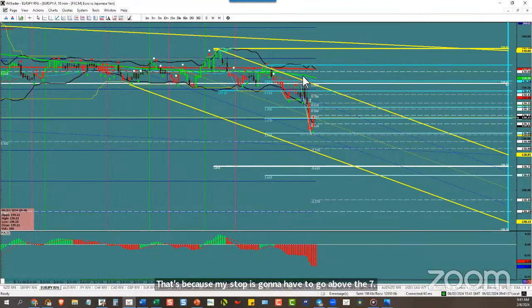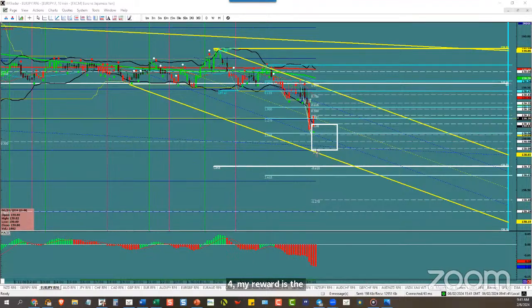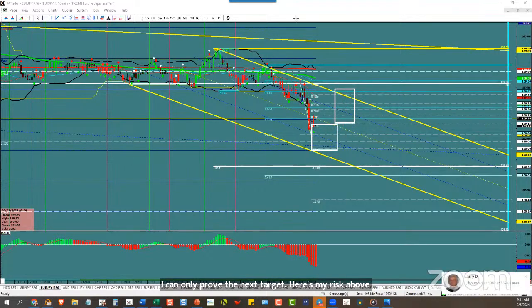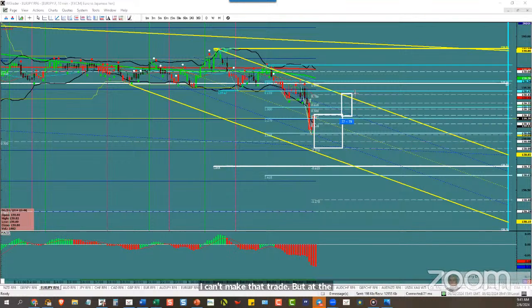All right. So if you look at it this way, at the 214, my reward is the 270. Yeah, the target's down here, but I can't prove it's going to get there. I can only prove the next target. Here's my risk above the 786. You can see that the risk is greater than the reward. I can't make that trade. But at the 382, there's my potential reward, and there's my risk. So you see, the risk is smaller than the reward.